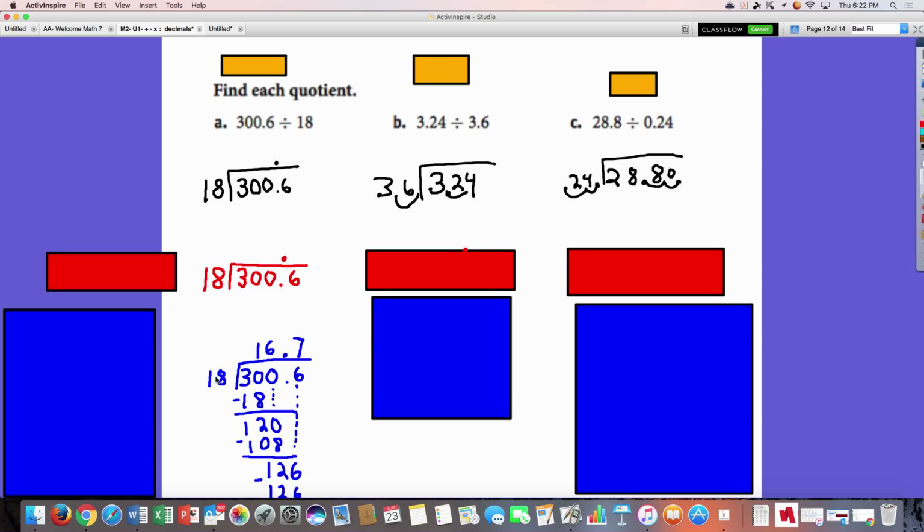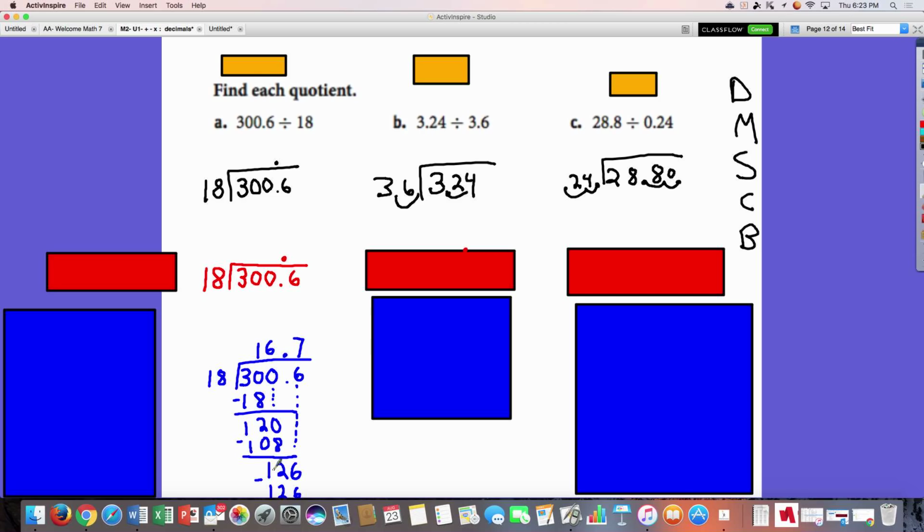Here's how I work the problem out. 18 goes into 30 one time. 1 times 18 is 18. I subtract. I check. Is it less? Yes. Then I bring down a 0. 18 and 120 goes in there 6 times. I'm just working through my steps. Does McDonald's serve cheeseburgers? I subtract those two numbers.